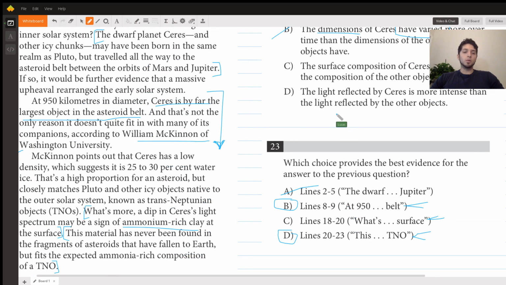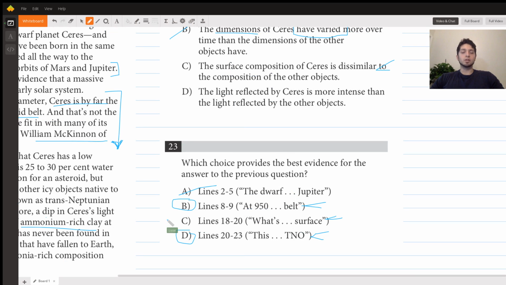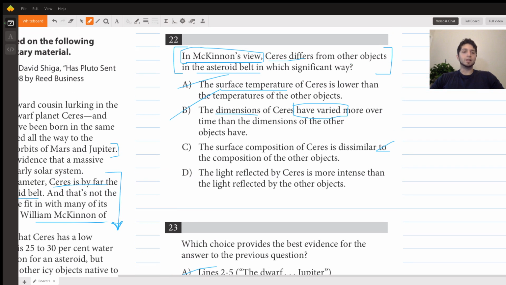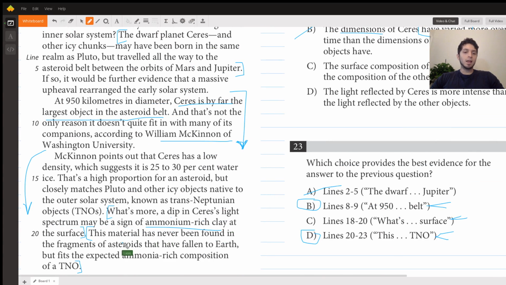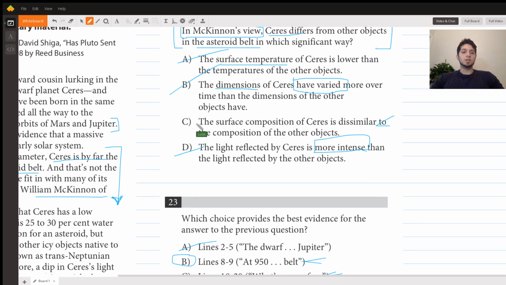And the only point where light is mentioned is in this sentence here, which talks about how we have a dip in Ceres' light spectrum. To be honest, I'm not even sure exactly what that means, a dip in Ceres' light spectrum. It shows you that I'm a reading specialist here, right? No science specialism. But basically what it's not telling us is that the light reflected is more intense. That's for sure. A dip in the light spectrum is not saying that it's more intense. So for that reason, we can get rid of D, which leaves us with C.